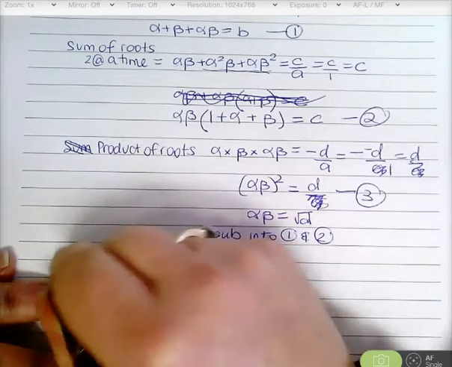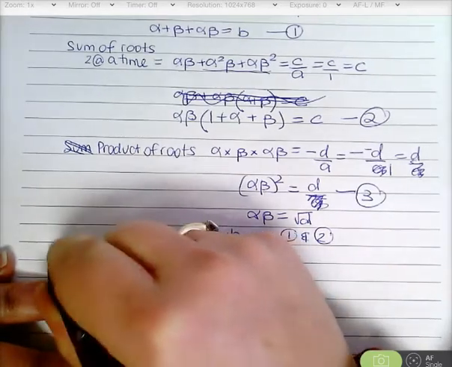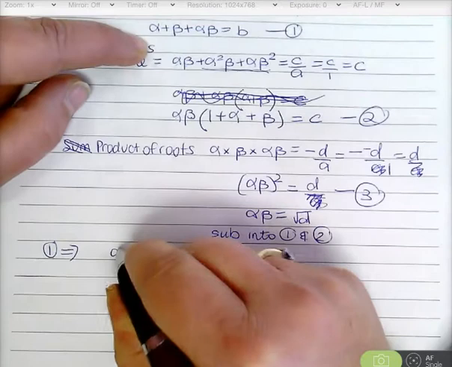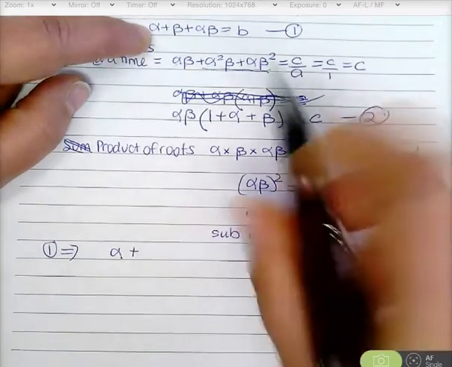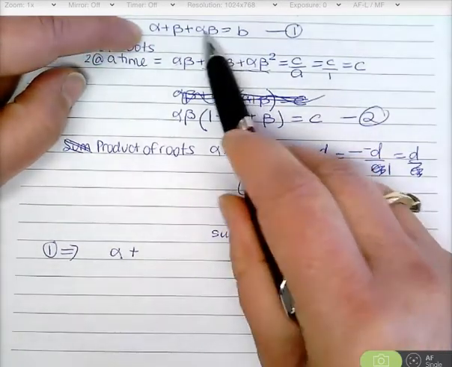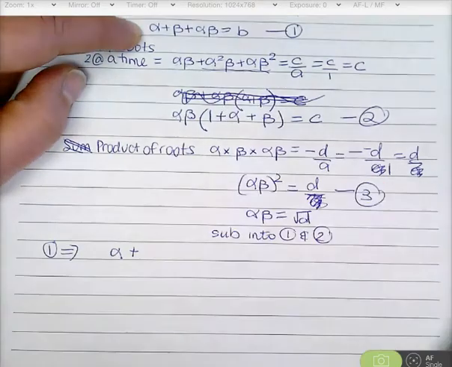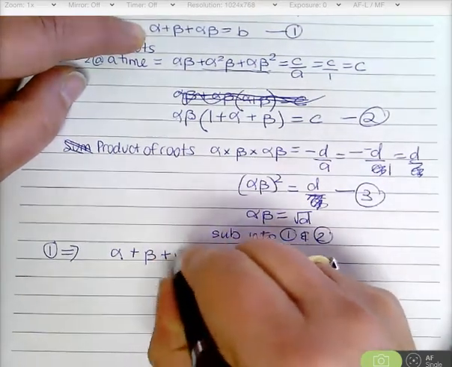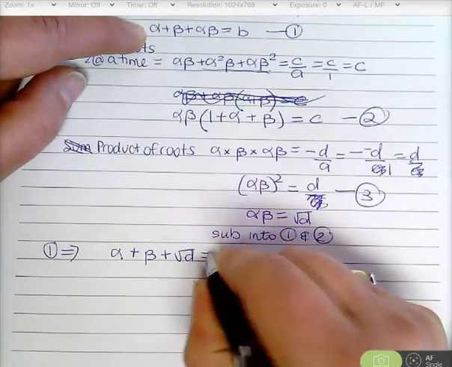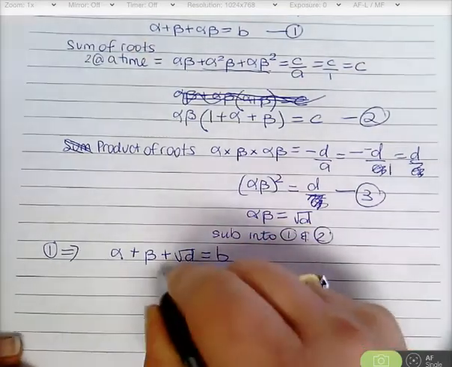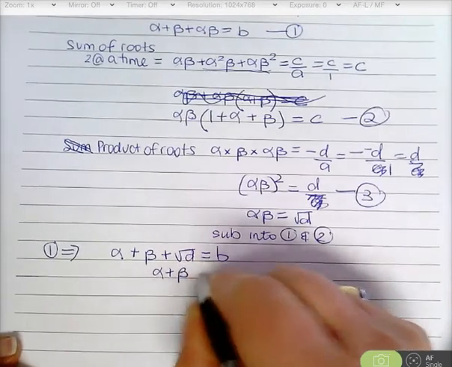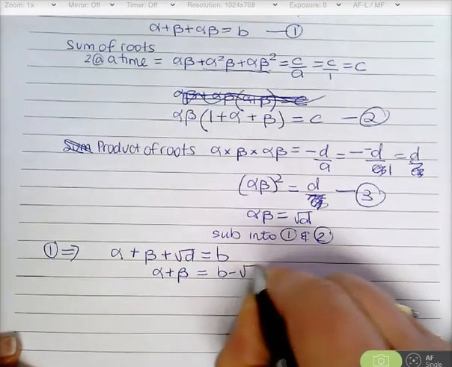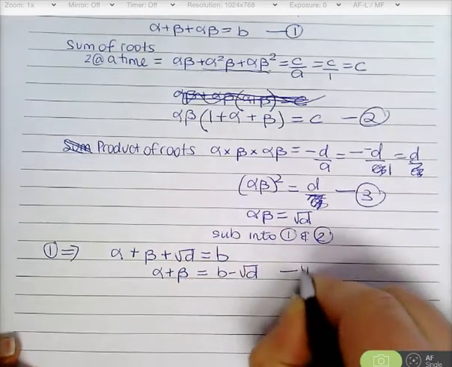So equation 1 will become alpha plus, so I've got equation 1 up here, so I'm substituting alpha times beta is square root of d into that. So I've got alpha plus beta plus the square root of d equals b. Now what I'm going to do, it'd be good to just put alpha plus beta on its own, would be b minus the square root of d. I'm going to call that equation 4.